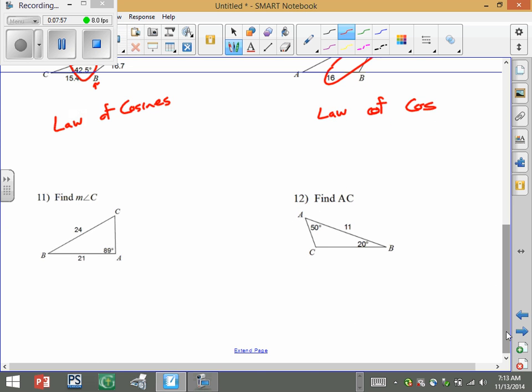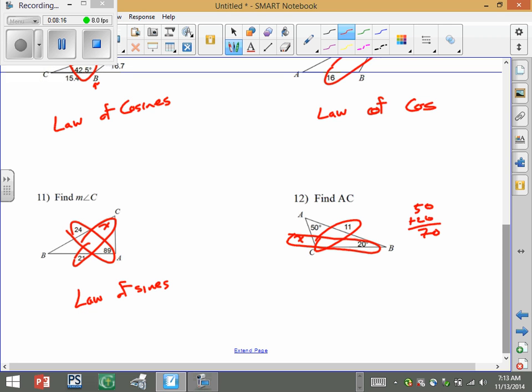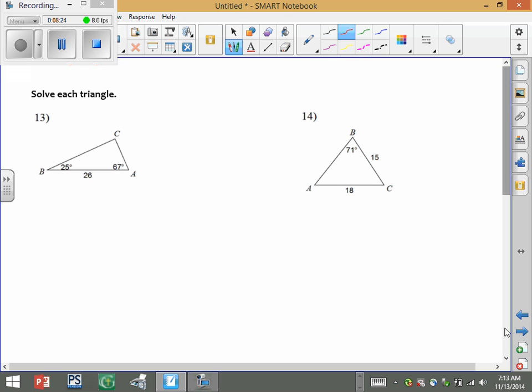Find angle C here. So we put an X there. This one's got the perfect setup to cross those over, so that'd be law of sines. And then find AC here again, right? We don't have angle C right now, but we could get it very easily. 50 plus 20 is 70, which means this angle right here is 110. And so there again, we go law of sines. Right? To the next page, where we're actually going to solve the whole triangle.